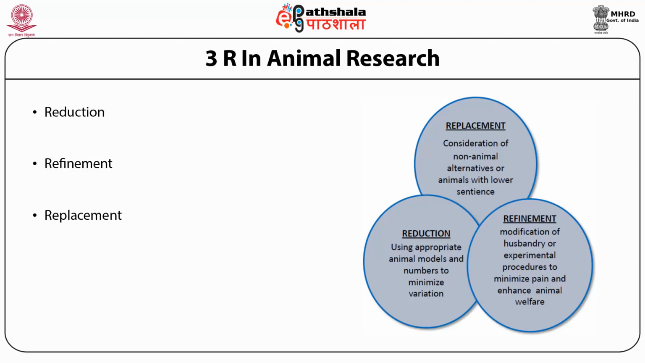Second thing is replacement. Consideration of non-animal alternatives or animals with lower sentience. So it is better to use in vitro, if your results can be obtained with an in vitro experiment, or small animals like mouse and rat, rather than going for primates or large animals, which is really helpful to replace the animals. And refinement is one of the important husbandry procedures.